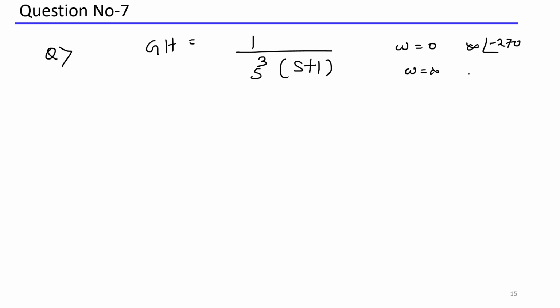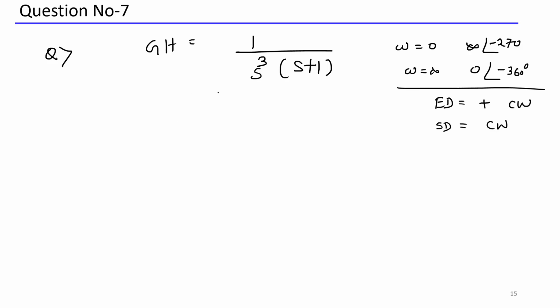At omega equal to infinity, what is the value? 0, sir. What is the angle? Minus 360, sir. Yes, 4 poles are there. Then the ending direction: plus, which means clockwise. Then the starting direction: only poles are there, so clockwise, right?